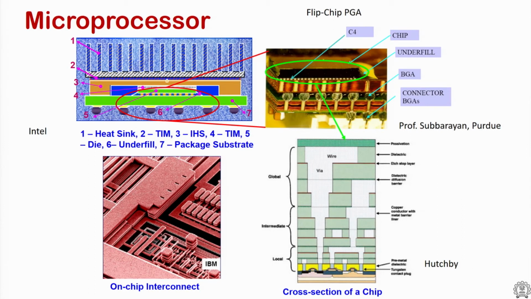For example, in the top left corner, you see that number 4 is called a TIM. TIM is thermal interface material. So there is a TIM between the microprocessor and the integrated heat spreader, and there is another TIM between the integrated heat spreader and the heat sink itself.